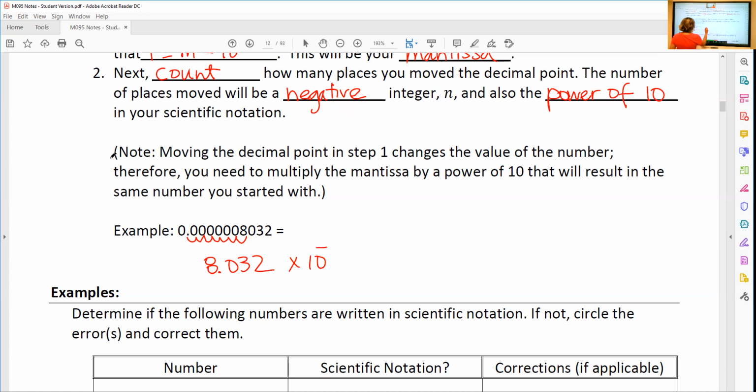Yes. To the negative 7, keeping myself from having to count again. So we've got negative 7. Again, it's negative because we started out with a very small number, and in order to get back to that very small number, we would be dividing by 10 to the 7th power, right? Which is going to be 10 to the negative 7. All right, so that's our answer.